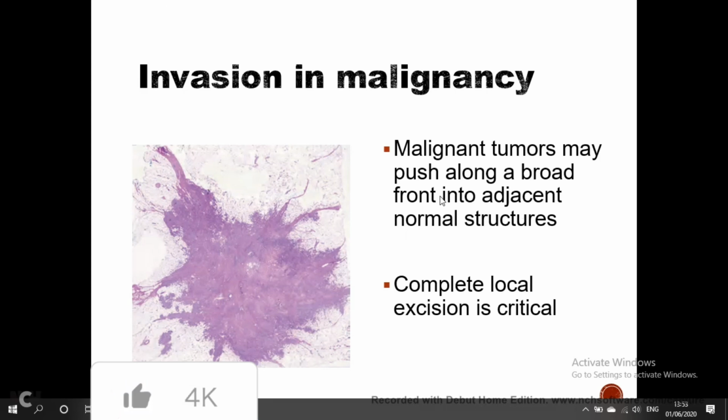They push along a broad front into adjacent normal tissues, and complete local excision is difficult. Now imagine that a surgeon is removing this tumor. Sometimes, since it's not encapsulated, the surgeon has to take out a bigger chunk, and even if he or she takes out the bigger chunk, some of the tissue from this corner remains behind. And when the tumor, or malignant tumor especially, remains behind, it recurs, it metastasizes, it can invade, it can grow on and on. So the surgery in malignancy is very, very critical.